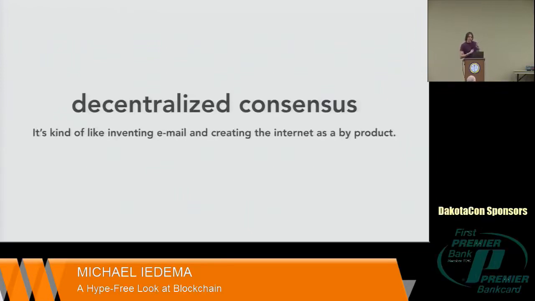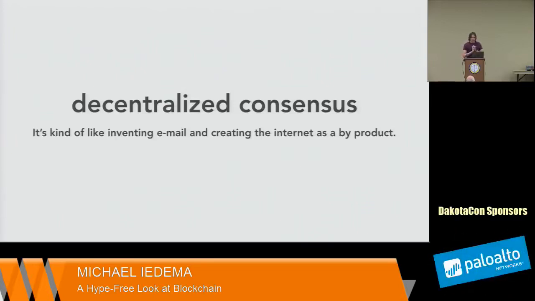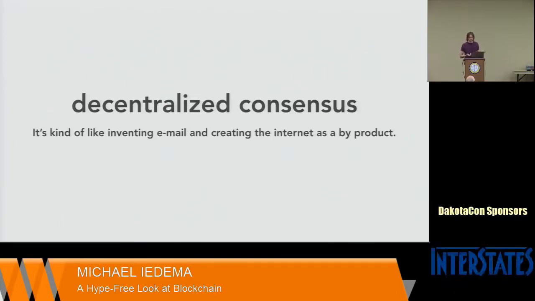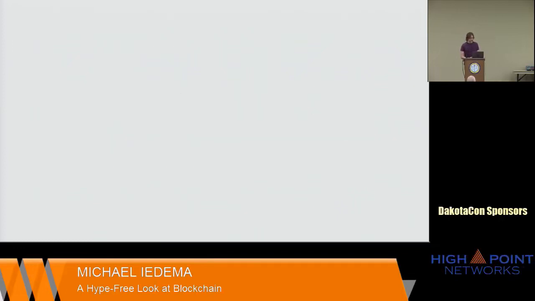May sound a little familiar. It's like inventing email and creating the internet as a byproduct. And just, wow, we can send messages to each other. This is fantastic. What else could we use this for? I don't know. It seems kind of useful, though. I mean, maybe over the next 30, 40 years, we'll find some other uses for this gigantic network. So that's kind of where we're at. Super early days for blockchain.